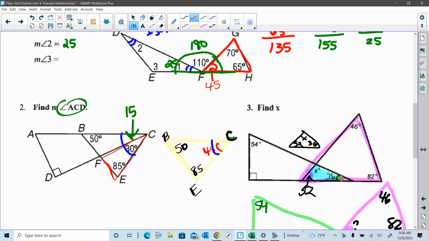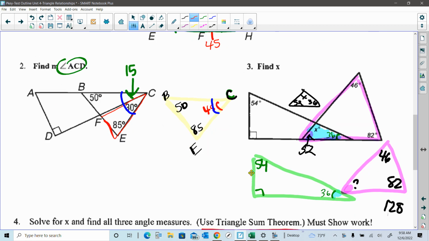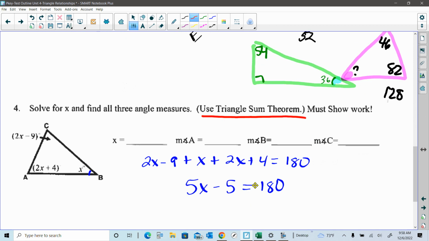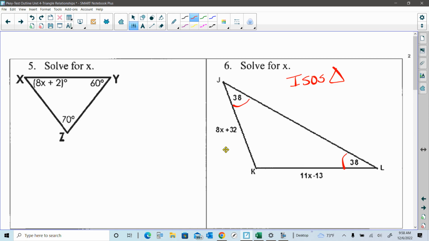Okay, so you're going to have some overlapping triangles. Make sure you can separate them and find that missing angle and then plug it into the one on the inside. And you're going to have 2 problems with algebra using the triangle sum. So number 4 and number 5 are similar. Okay. Again, you should be using triangle sum.